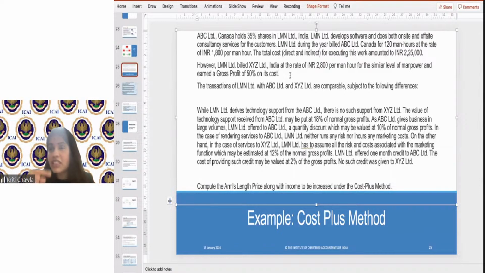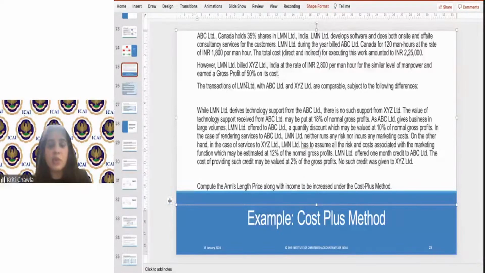That means if they're selling in India, with a related party they are selling at a lower price, but when they're selling to an unrelated party, they are selling at a higher price. That means that this is not at ALP, and we'll have to calculate the arm's length price.